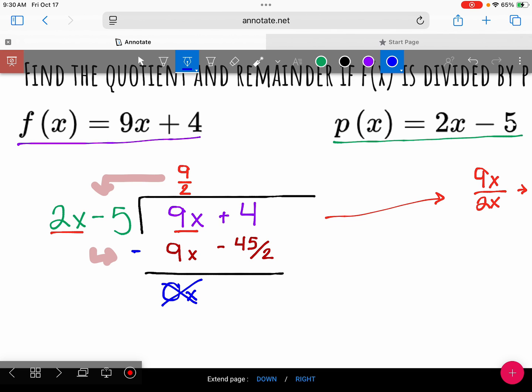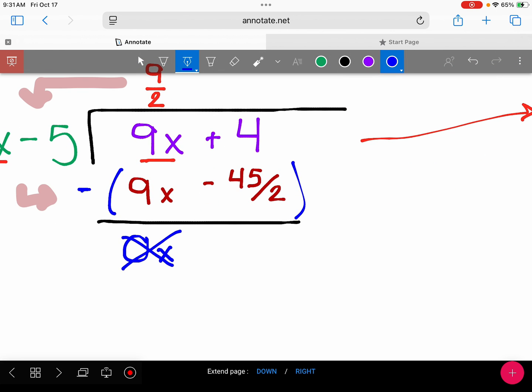So then we need to do our 4 minus negative 45 halves. So that one, yep, because we are subtracting this whole row, it becomes the same thing as 4 plus negative, or 4 plus 45 halves. So what is 4 plus 45 halves? 53 halves. Because 4 is the same thing as 8 halves. 45 plus 8 gives us 53.